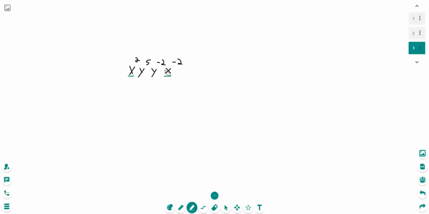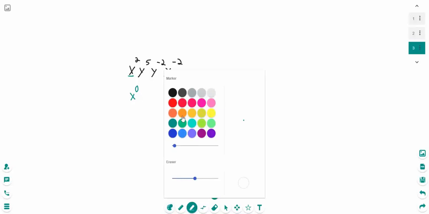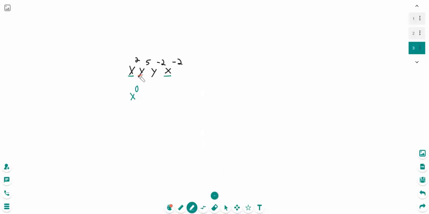Adding the exponents, right? Adding the exponents. So x squared times x to the negative 2 is going to be 2 plus a negative 2. Well, that's going to be an x to the 0, right? 2 plus negative 2. And then if we go to the next variable here, it's a y. We have another y here. We can multiply those two by each other. So y to the fifth times y to the negative 2, we add the exponents. What's 5 plus a negative 2? Well, that's going to be a 3, so it's going to be y to the third.